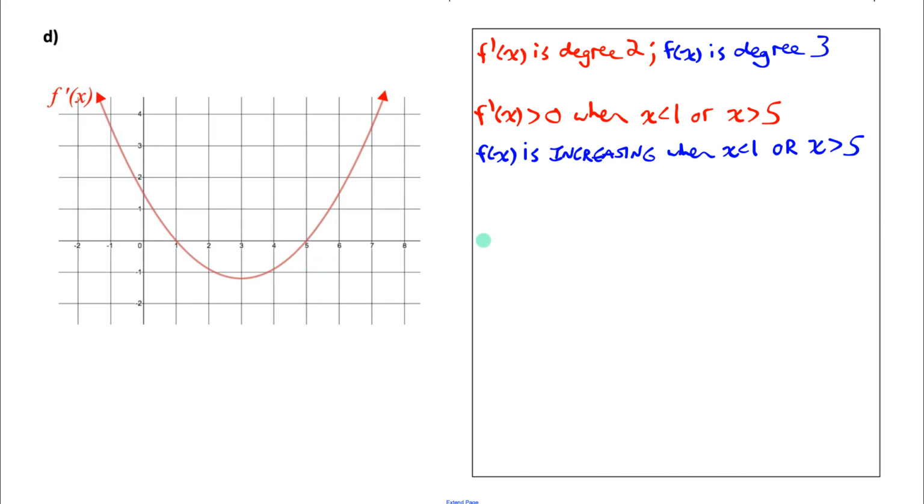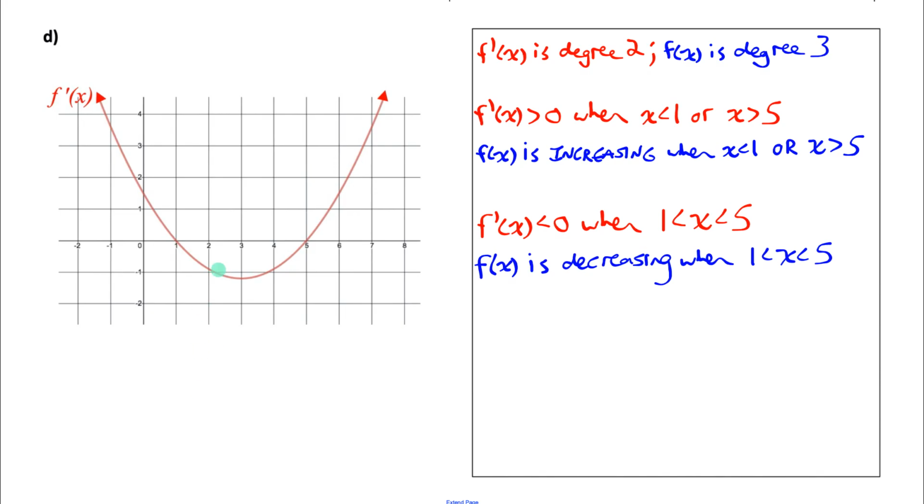The derivative is negative, so f prime of x is less than 0 when x is between 1 and 5. That's when the derivative is beneath the x-axis. That means the original function must have negative slopes in that interval, which means it must be decreasing. And notice the value of the derivative at an x value of 1 is 0, so that's a critical number. And f prime at 5 is also 0, so that's a critical number.